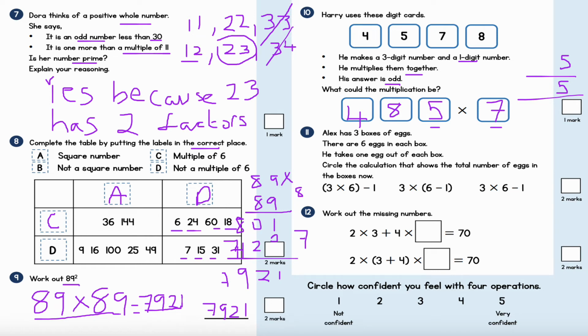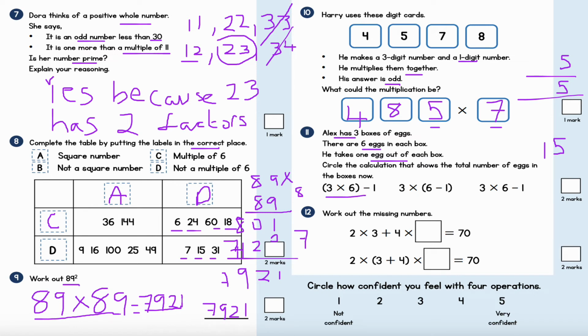Guys, question number 11, sorry. Alex has 3 boxes of eggs. There are 6 eggs inside each box. He takes one egg out of each box. Circle the calculation for the total number of eggs in the box. Well, he takes out 1 out of each one. So 3 times 6 is 18, but then he takes out 3, so he takes out 15. Okay, so that's how much he has left.